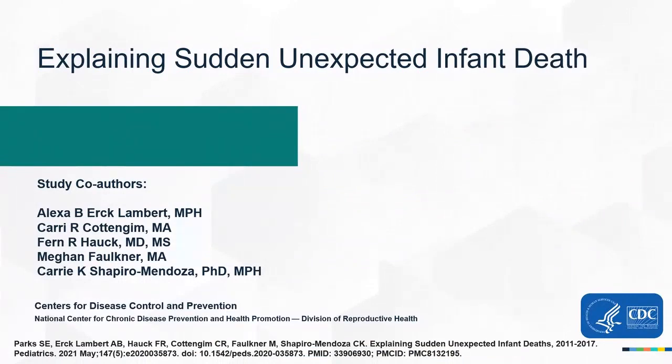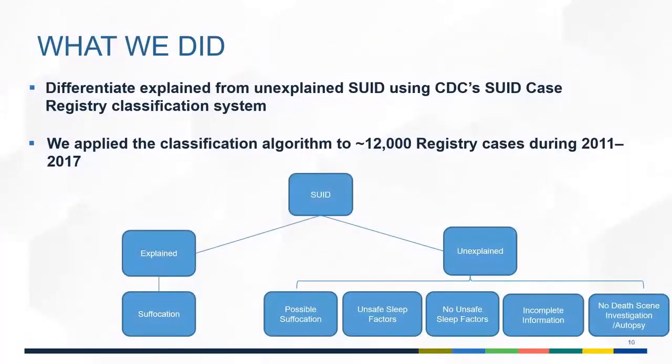To illustrate the utility of the classification system, I'd like to share an overview of a paper published in the journal Pediatrics in 2021 called Explaining Sudden Unexpected Infant Death. This study aimed to differentiate unexplained from explained SUID using the SUID case registry.